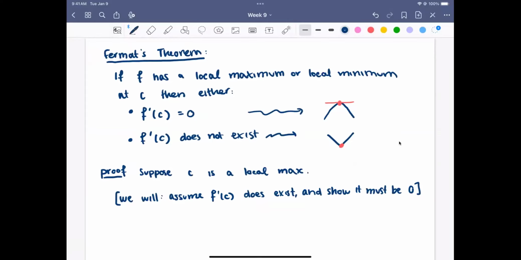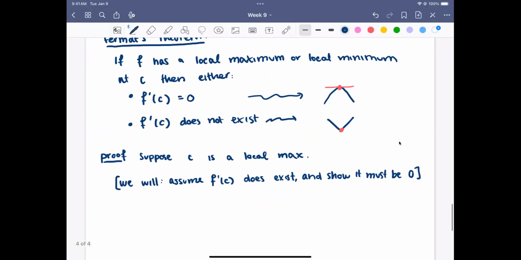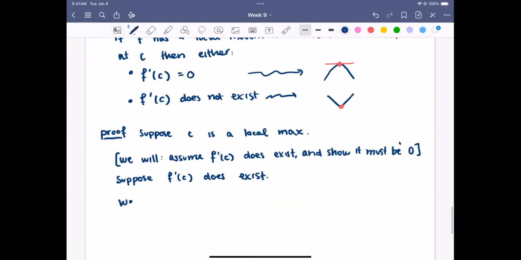So we'll suppose that the derivative at C does exist. Okay, so since C is a local max, we have the following inequality. So we have f of C is greater than or equal to f of C plus h for small h's.